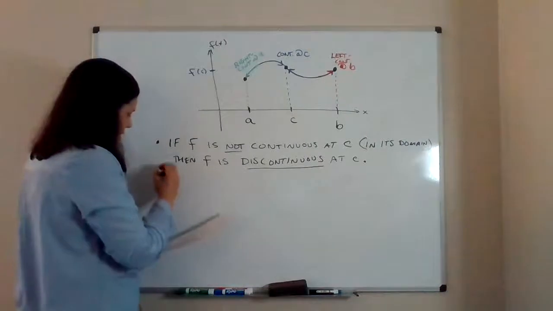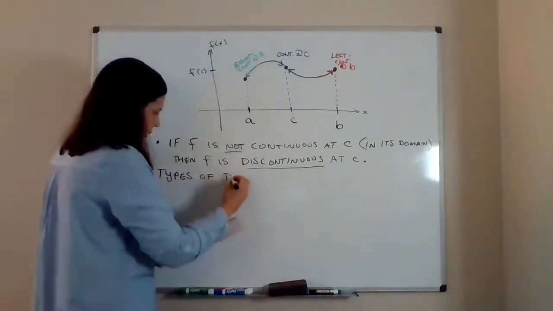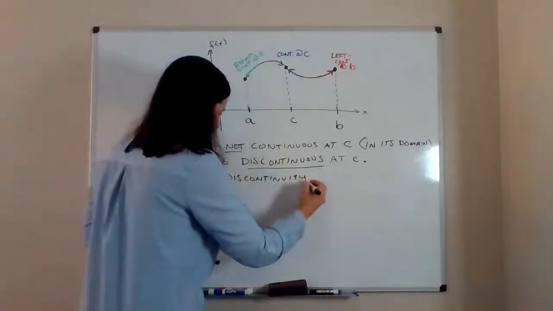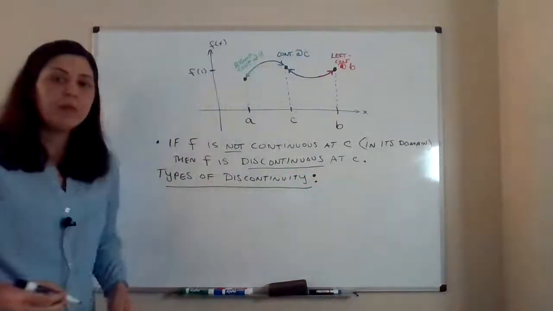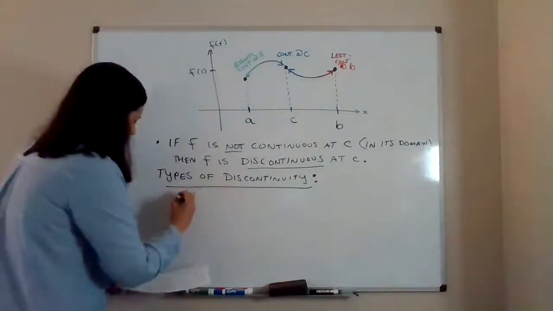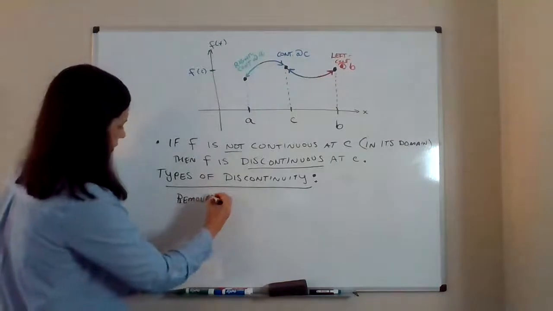So let me show you the types of discontinuity, because there's a few different ones. So types of discontinuity. And let's start with removable. So this is the one I've sort of mentioned briefly. So removable discontinuity.